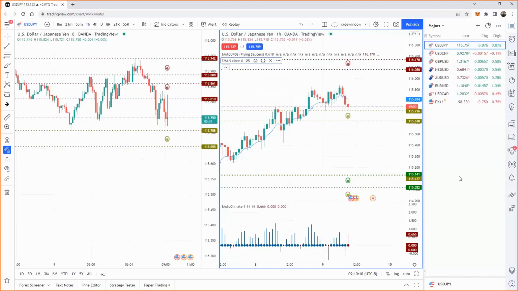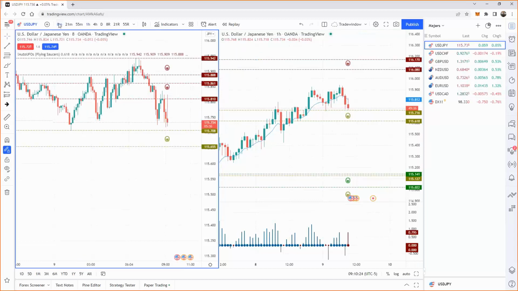Okay, so we enter at or about the 9 exponential moving average from this right-hand side chart, which is this 115.813. But on this left-hand chart, which is on the 8-minute, which corresponds to the hourly, as you see here, the 8-minute corresponds with the hourly, the 21-minute with the 4-hour, and the 55-minute with the daily. We want to get in on this movement when our software says it's time to do so.